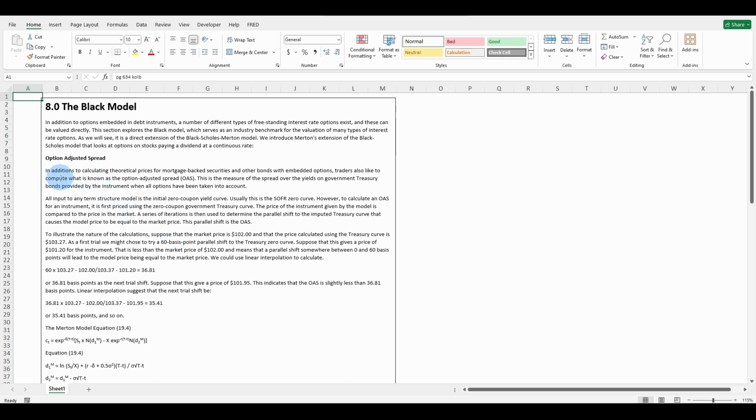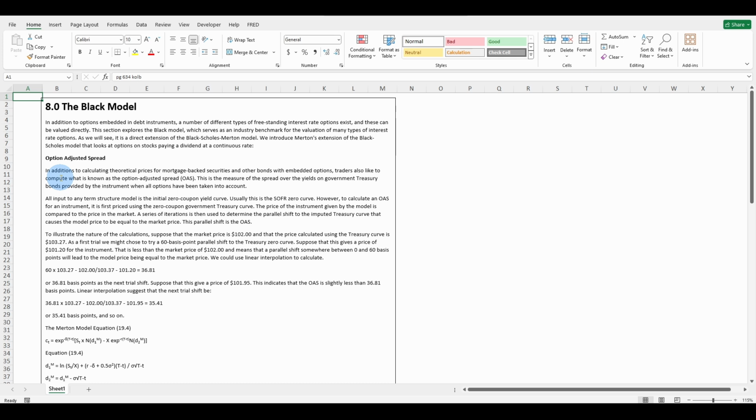In addition to calculating theoretical prices for mortgage-backed securities and other bonds with embedded options, traders also like to compute what is known as the option-adjusted spread. This is the measure of the spread over the yields on government treasury bonds provided by the instrument when all options have been taken into account.